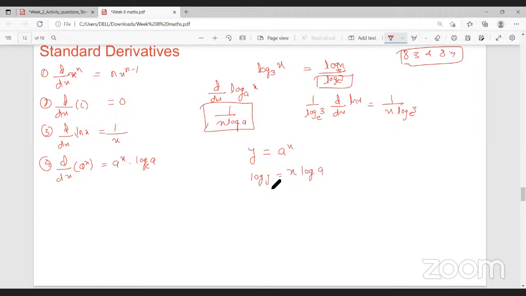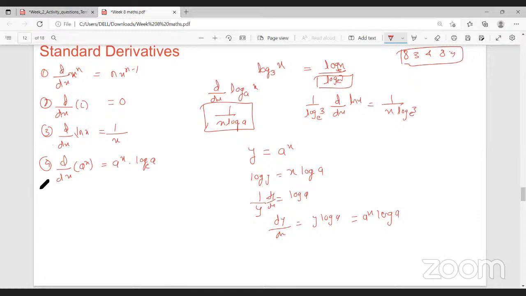So if I differentiate this, I get 1 by y dy by dx, since we are differentiating with respect to x, and log a is constant. So dy by dx will be y into log a. But what is y here? a to the power x. So the derivative is a to the power x log a. Okay, sir, got it. I think these are the basics.